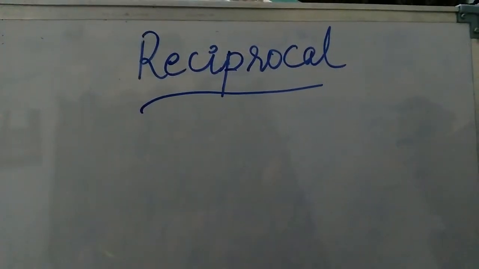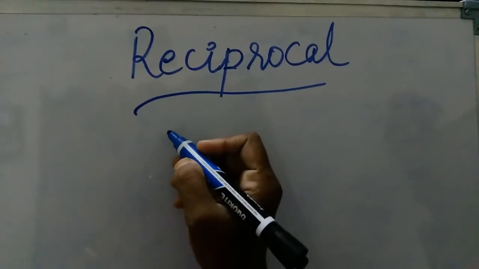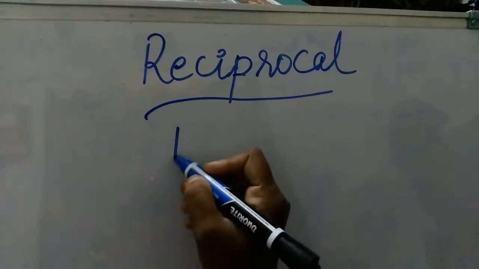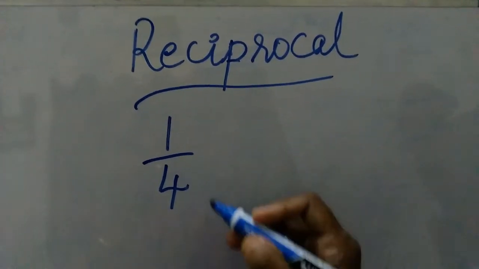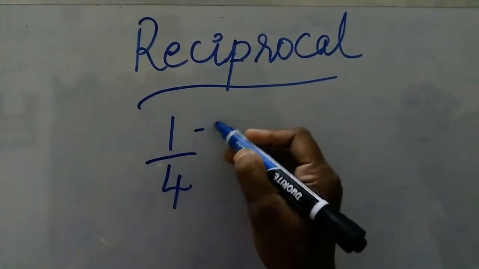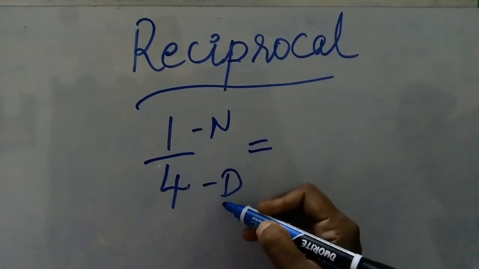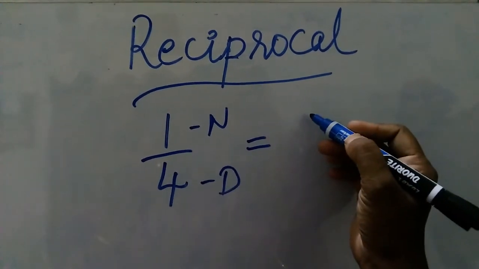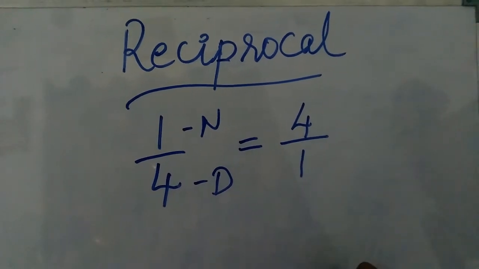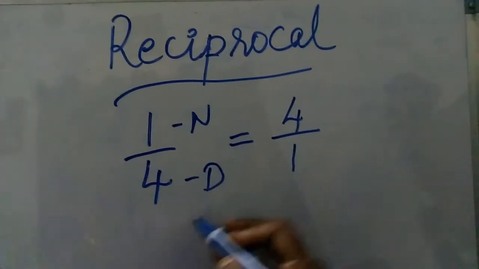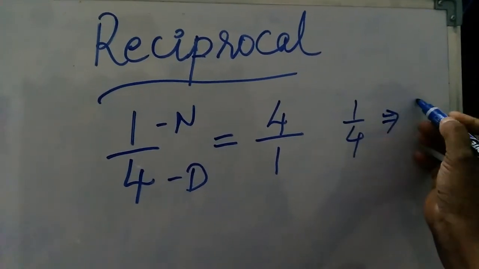Next topic is reciprocal. Reciprocal, for example, 1 upon 4. Reciprocal is same as inverse. This is the fraction. This is the numerator. This is the denominator. In reciprocal, this 4, the denominator, will go to the numerator, then the denominator will come 1. This is the reciprocal. 1 upon 4 changes to 4.